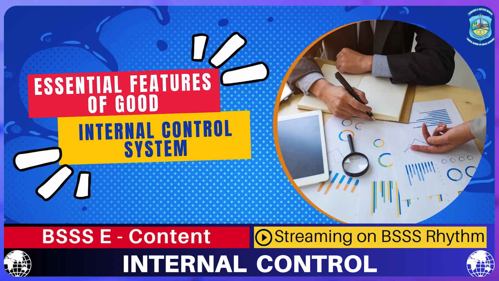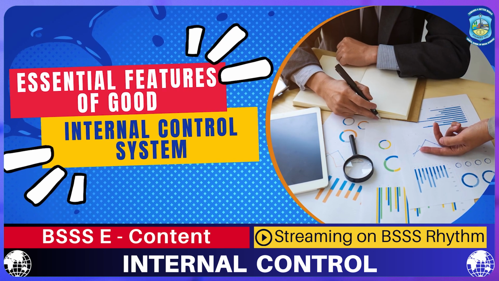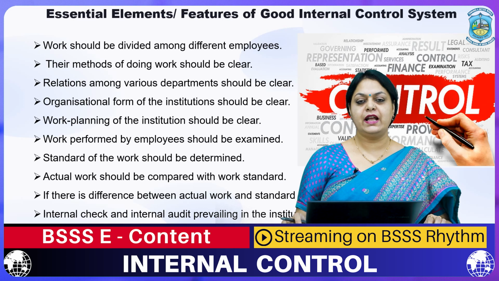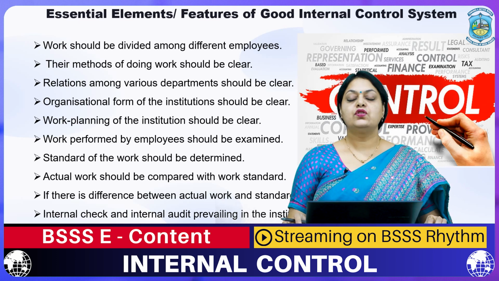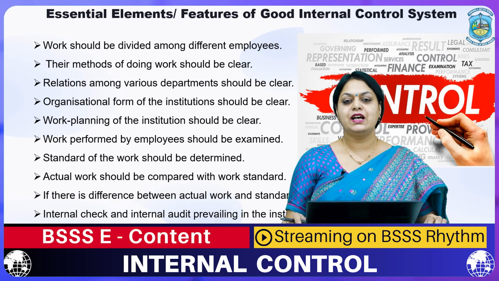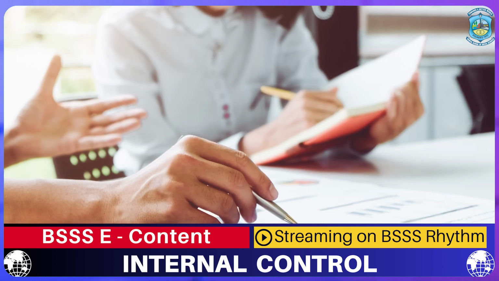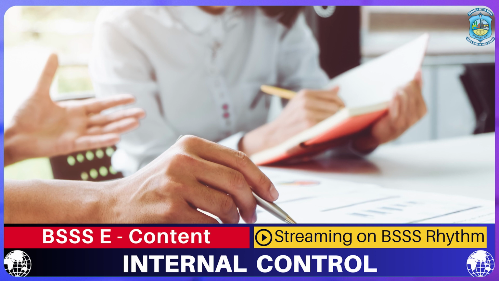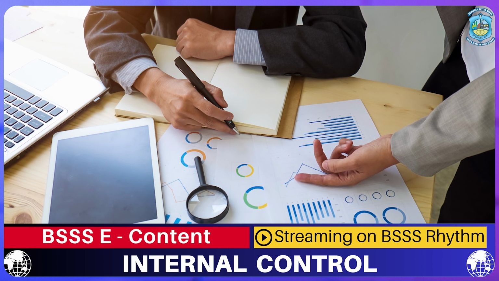Let us discuss the essential elements or features of a good internal control system. As in the meaning, we have seen that internal control comprises overall control and it includes the internal check system and internal audit. So, what is the internal check system? Under the internal check system, the work in the organization is divided among the employees such that it is automatically checked by another employee. And internal audit comprises auditing of the books of account by an employee of the organization, meaning the person should be an internal employee of the organization.